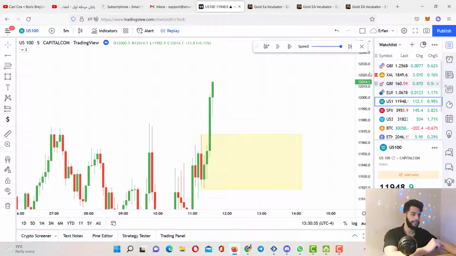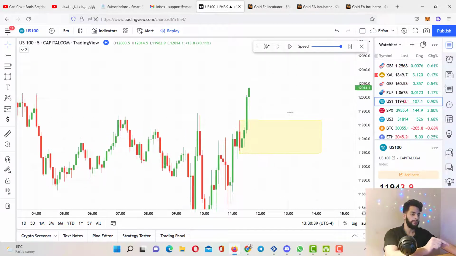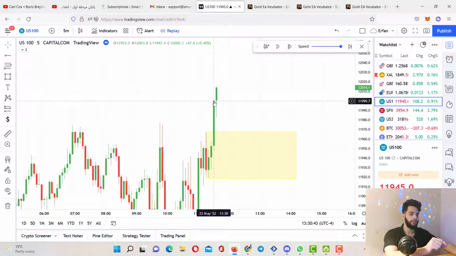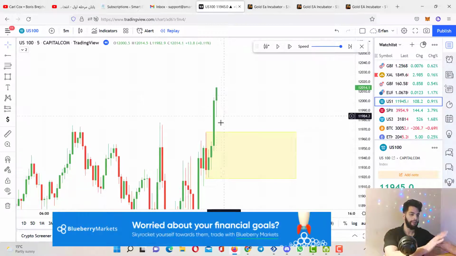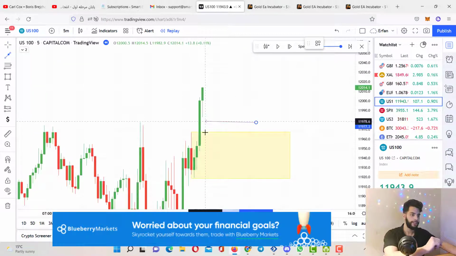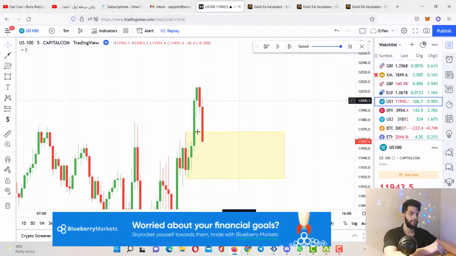So the way I did it was, I identified the high probability demand zone right here, and then I noticed that we had this big move towards upside, and the next candle after that never tapped into this zone. So it means that there is a space between this candle and this zone right here. So I was just waiting for the price to tap into this zone, and it did.